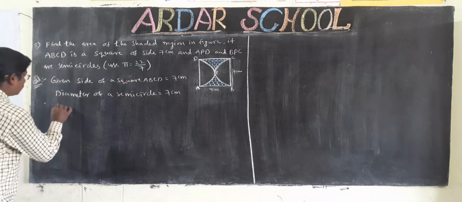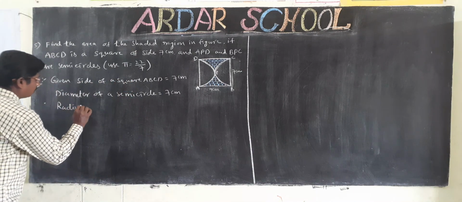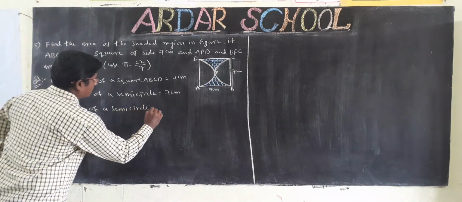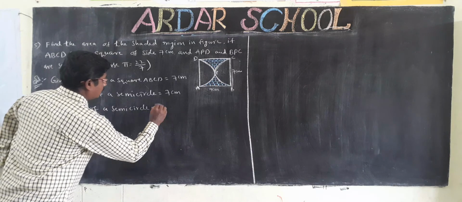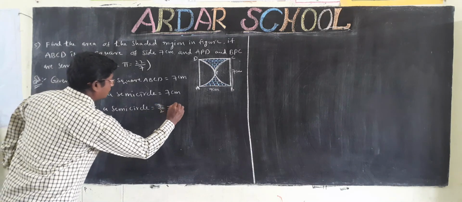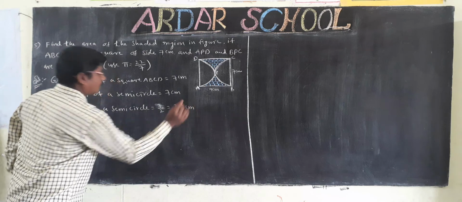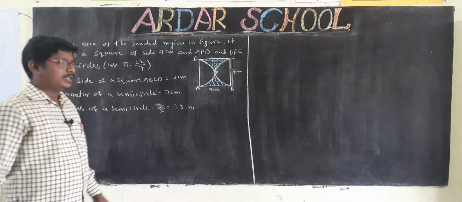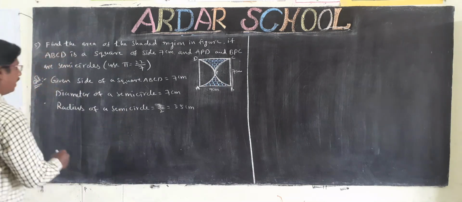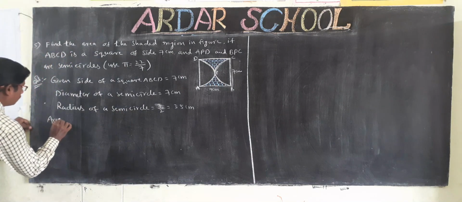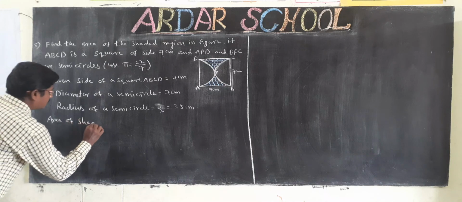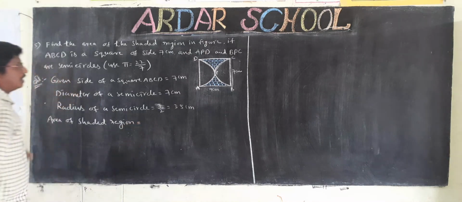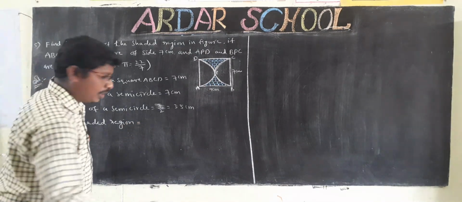Now we have to find the radius. Radius of a semicircle is equal to 7 by 2, that is equal to 3.5 centimeters. So here the radius is 3.5 centimeters. Now we have to find the area of the total shaded region.